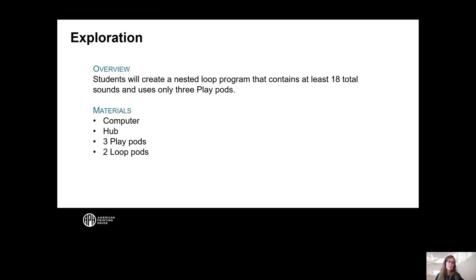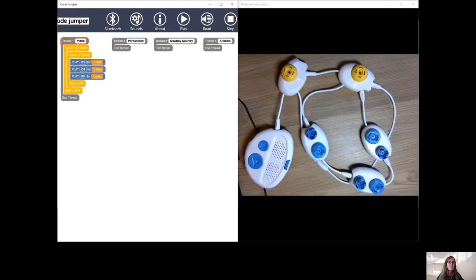Okay, so now let's look at the exploration. Students will create a nested loop program that contains at least 18 total sounds using only 3 play pods. So a nested loop. For this one, students should only have at their disposal the computer, their hub, 3 play pods, and the 2 loop pods. That's all they should have. Okay, so let's build it and see what we can do to make 18 sounds.